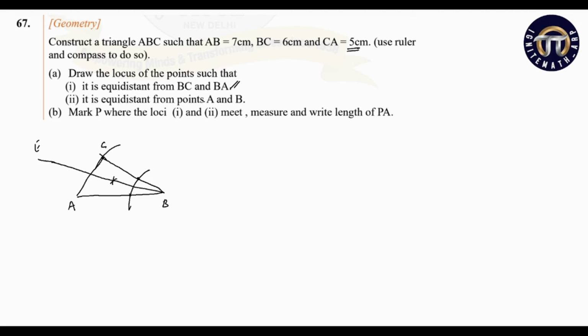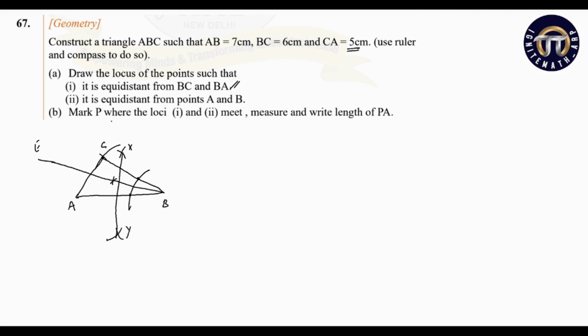Then it is equidistant from the points A and B. Whenever you are drawing the locus of a point which is equidistant from two fixed points, you have to draw the perpendicular bisector of the line joining those two points. So keeping the sharp edge at A, taking more than half of AB, I'll draw one arc up and one arc down, and without changing the length of the compass, keep the sharp edge at B and cut these arcs. So now what I get is the perpendicular bisector of AB. The required point lies anywhere on this line. I can call this line XY.